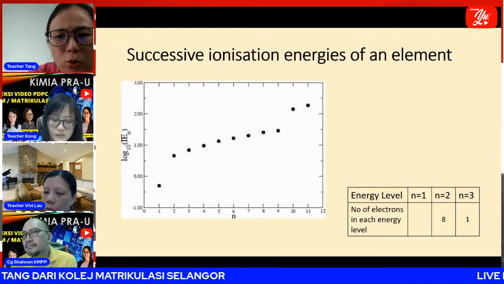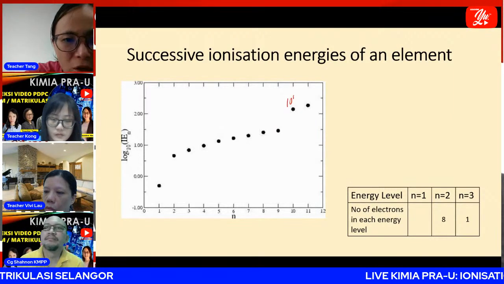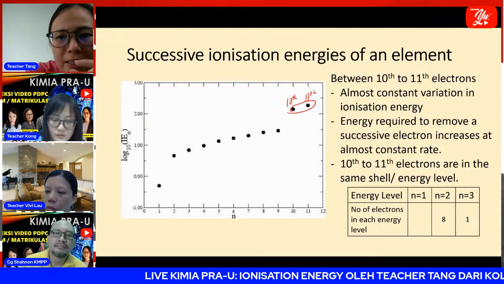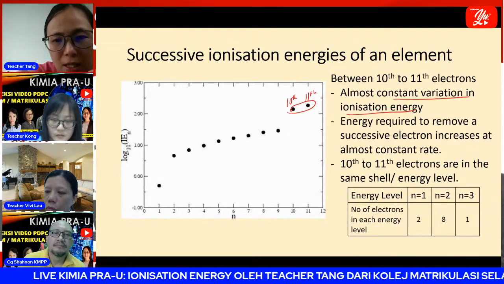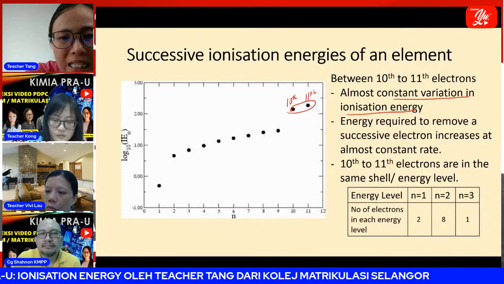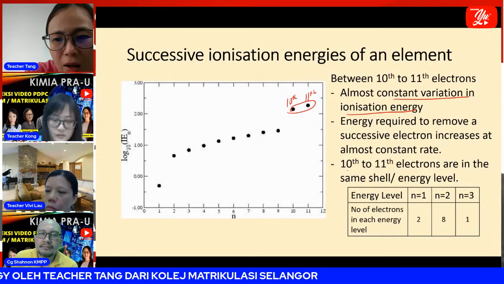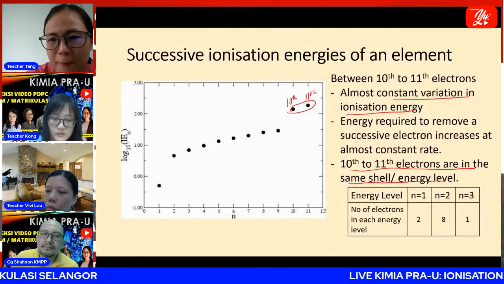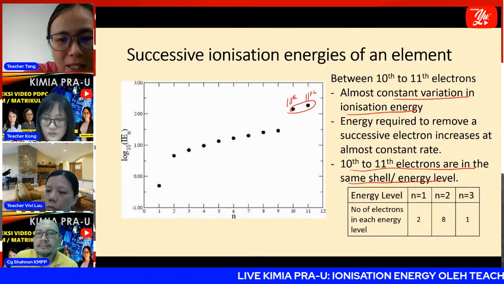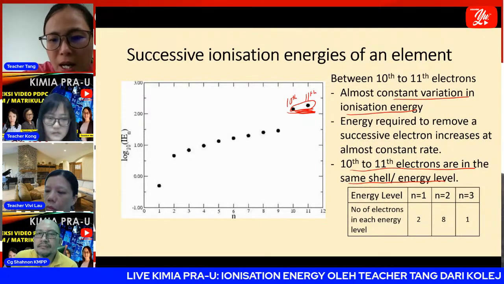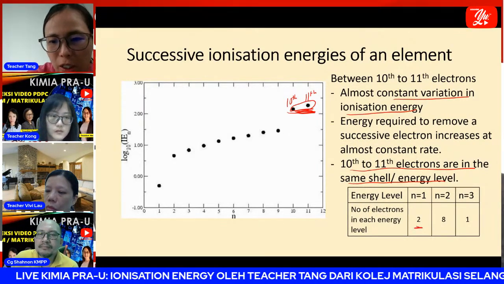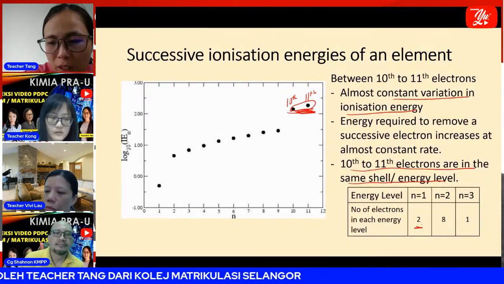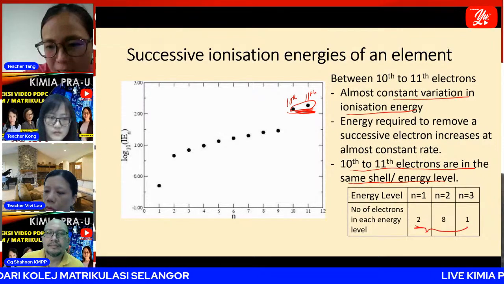Between the 10th and 11th electron, can you see that again the increase in ionization energy is just a bit? So these 10th and 11th electrons are from the same innermost shell. So the first energy level, the innermost shell, has 2 electrons. Here we know that there are 3 shells filled with electrons.